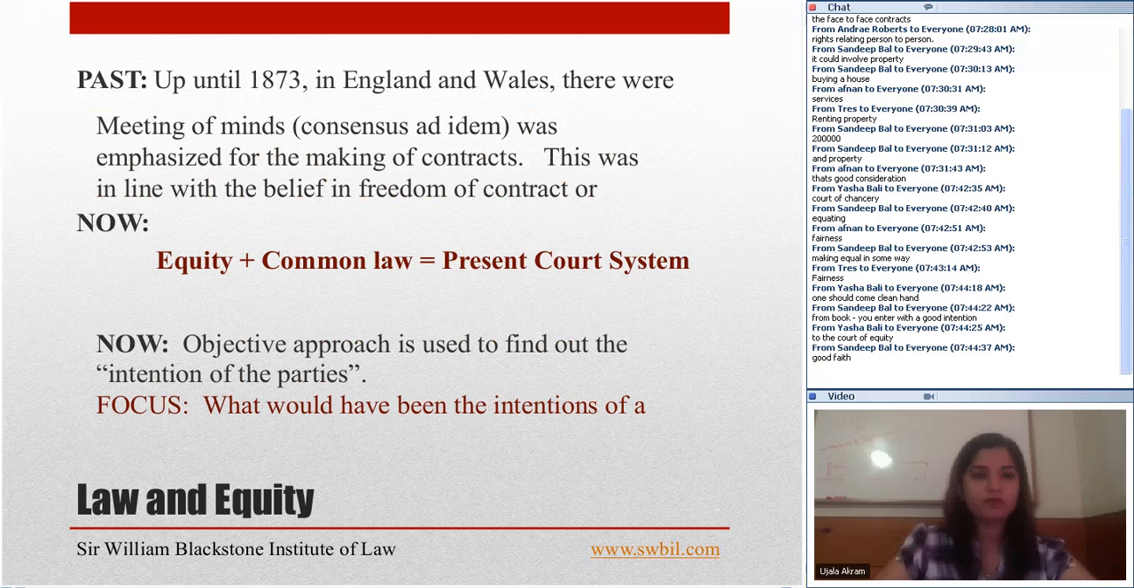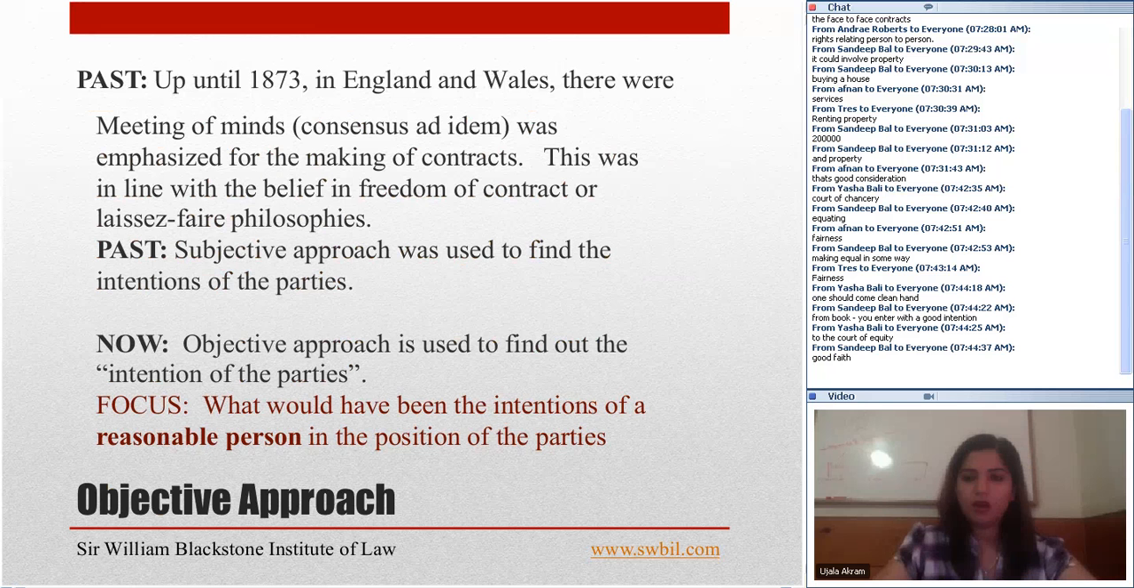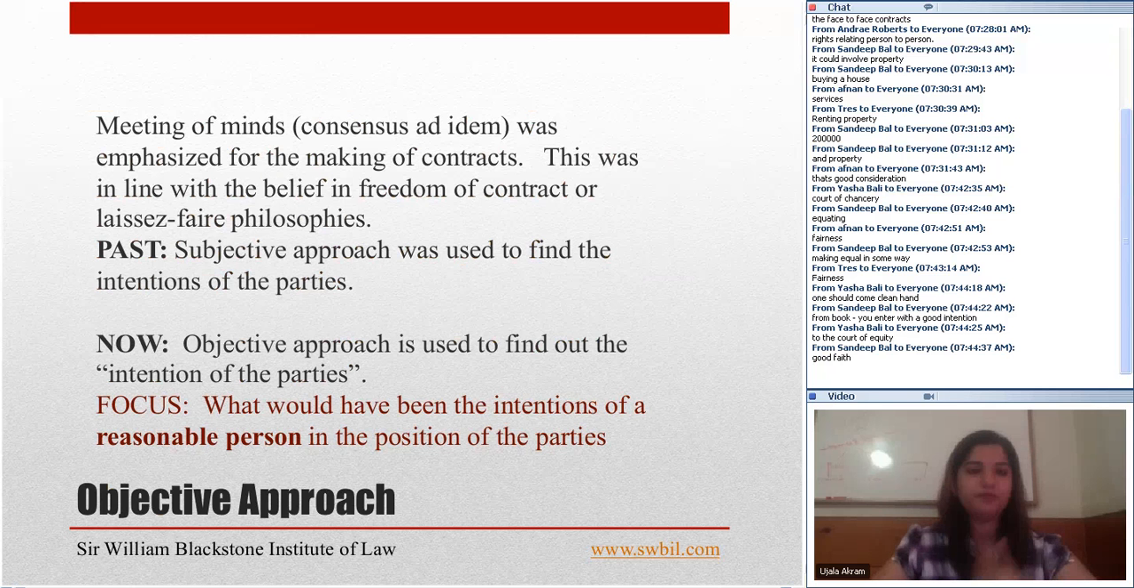Okay, another important concept. As we said, contracts are voluntary obligations created voluntarily, and it is absolutely necessary for the minds to meet. So meeting of minds was emphasized for the making of contracts, especially in the past, and this was in line with the belief in freedom of contract. So you and I, if we want to create a contract, we must have a consensus, which means our minds must meet.